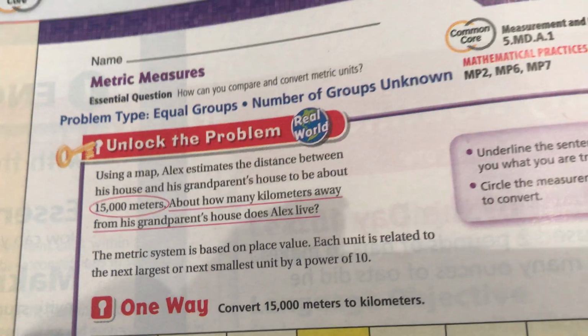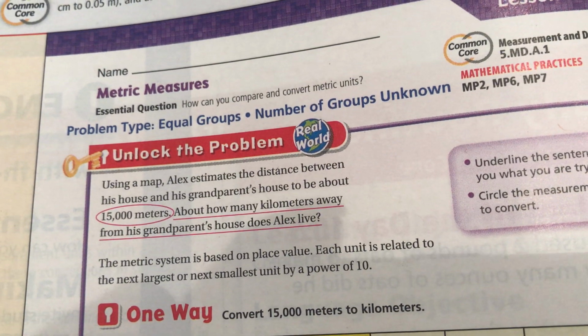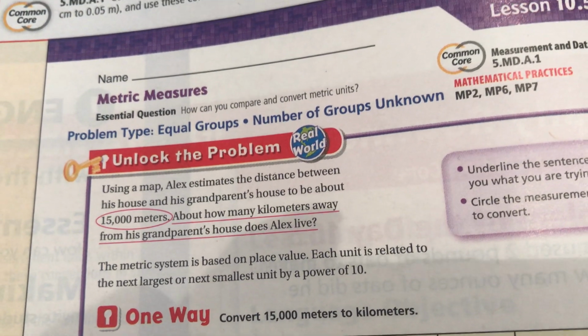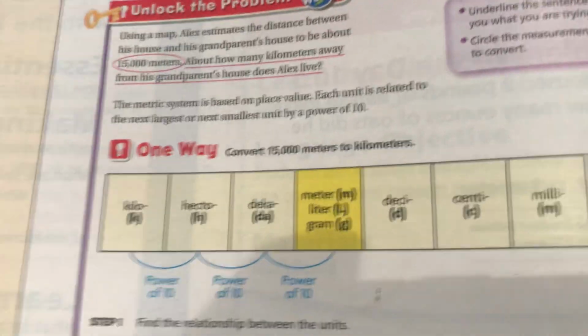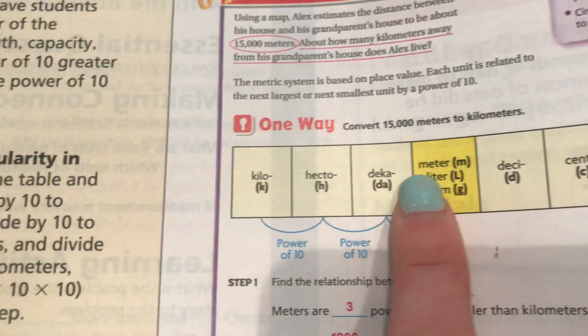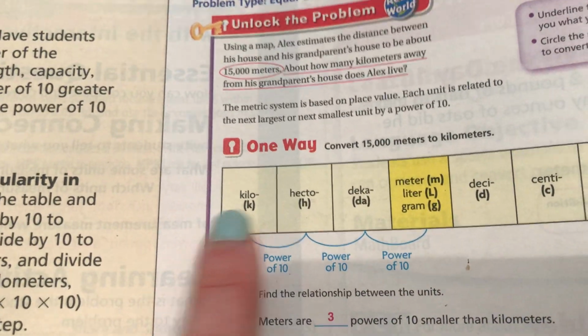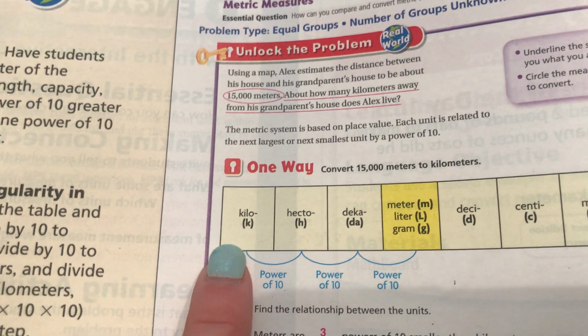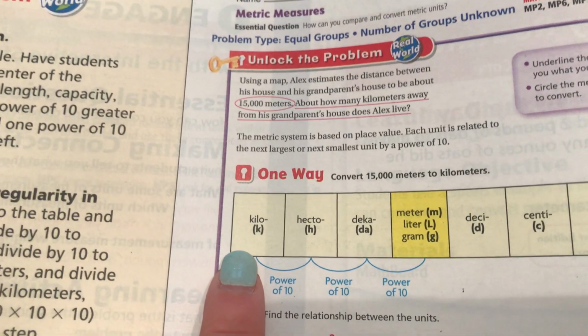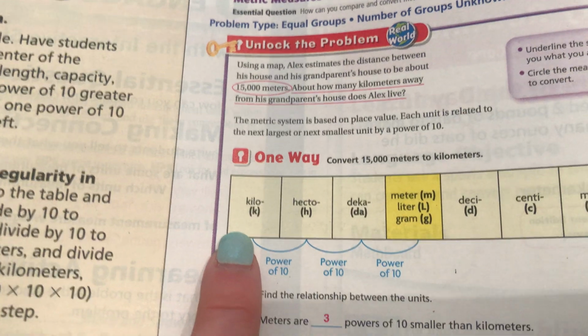So I know I have 15,000 meters, but they're asking me to change it to kilometers. So I'm going from meters to kilometers. I'm going to use my chart right here. Here's my meters, here's my kilometers. I'm going from something smaller to bigger, so I am going to divide. Now what am I going to divide by?